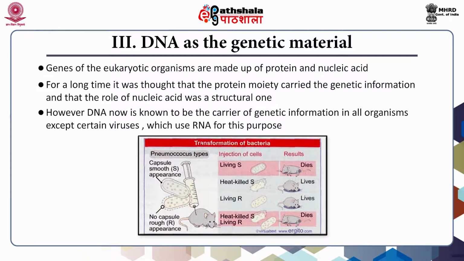The transformation was accomplished by injecting mice with a mixture of heat-killed S form and live R form pneumococci. The live R form was the non-pathogenic form. The mice died and live S form pneumococci were recovered from their blood. When either live R form or heat-killed S form pneumococci alone were injected, the mice survived. Avery et al. purified extracts made from heat-killed pneumococci and showed unequivocally that the transforming factor was a deoxyribonucleic acid.